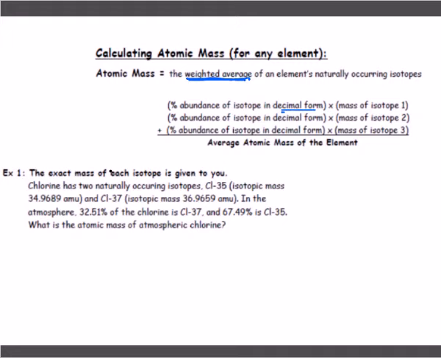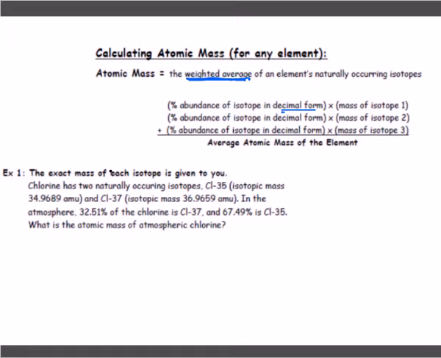All right? The exact mass of each isotope is given to you. Chlorine has 2 naturally occurring isotopes, chlorine 35 and chlorine 37. In the atmosphere, they give us the percentages. So there's 2 ways you can do this. You can do all the math, keep them in percentages, and then divide by 100 at the end. Or you can take your percentages, guys, and convert them to decimals right away. And that's what I do.